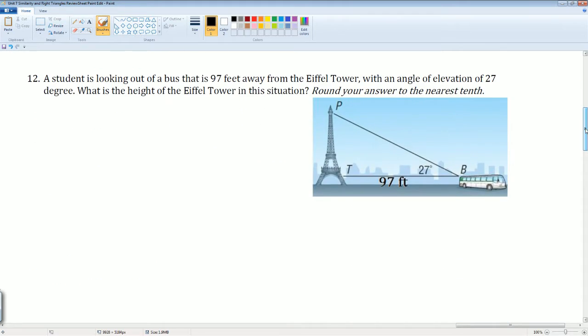Let's look at 12. A student is looking outside a bus that is 97 feet away from the Eiffel Tower with an angle of elevation of 27 degrees. What is the height of the Eiffel Tower in this situation? Round your answer to the nearest tenth. Let's make sure we can draw a triangle for this situation. Does it look like that? I could make it a little bit smaller. Yep, looks like this. Perfect.